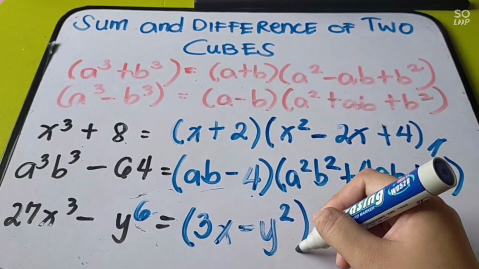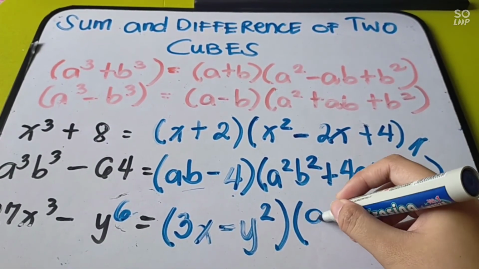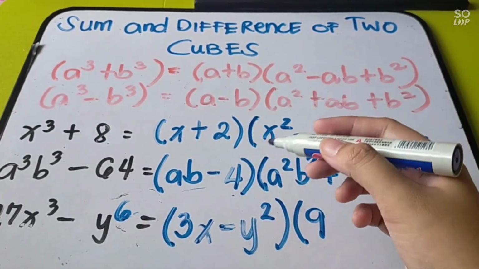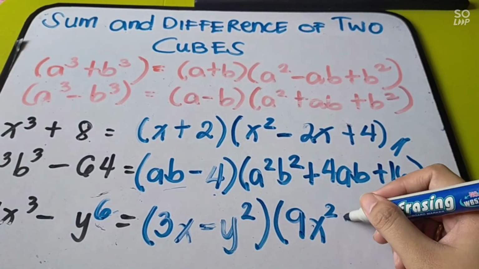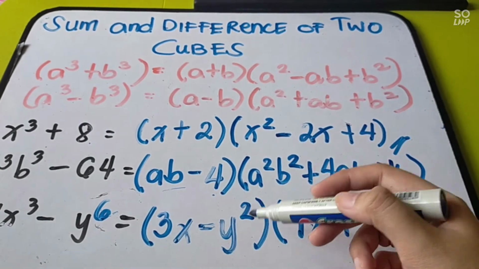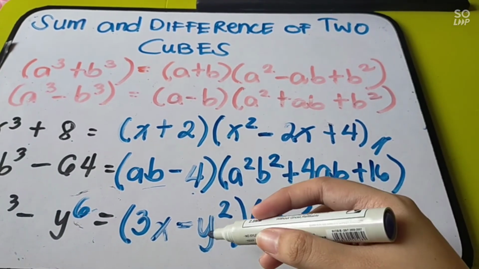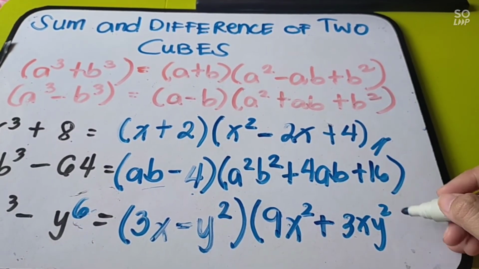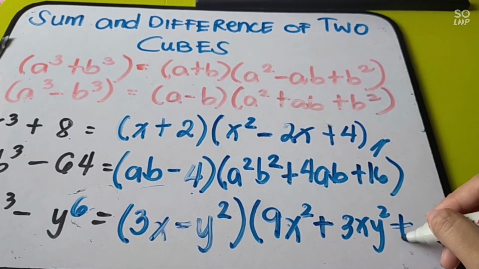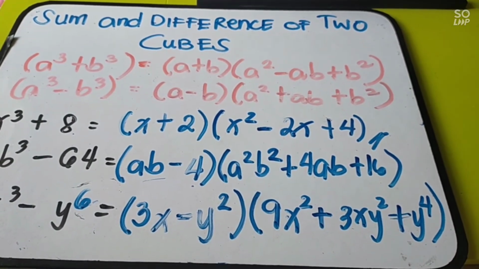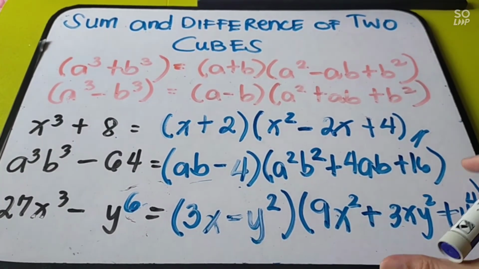Y squared. Close. Open parenthesis. So, we have the square of 3x. We have here 9. Kasi 3 squared is 3 times 3, 9. Then, the square of x is x squared. Yan. Since negative to, magiging plus na yung kasunod niya. Then, you will just multiply 3x times y squared. So, we have 3xy squared. Then, we have here the square of y squared. Just multiply 2 times 2. We have here plus y raised to 4. Yun lang. Ganun lang, simple. So, that is the sum of difference of two cubes.